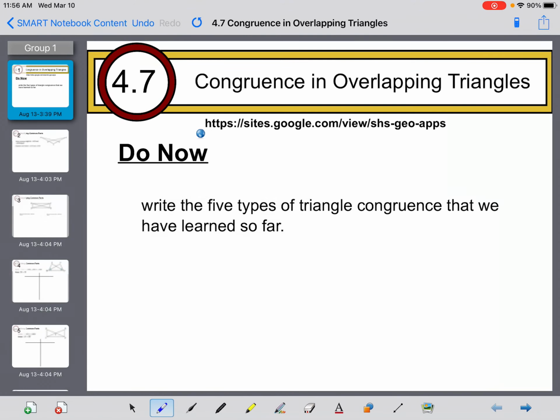All right, everyone, this is 4.7, congruence and overlapping triangles. Your due now is to write the 5 types of triangle congruence that we have learned so far. Okay, I'll check those when you submit.